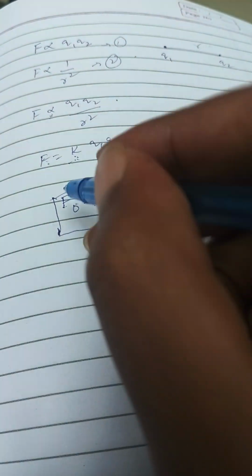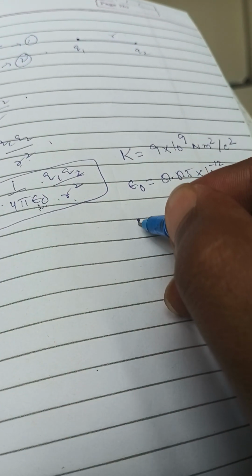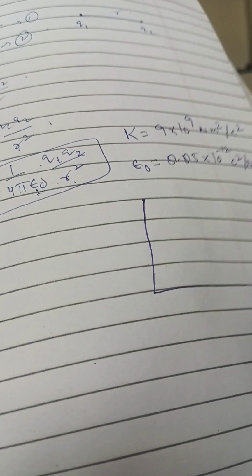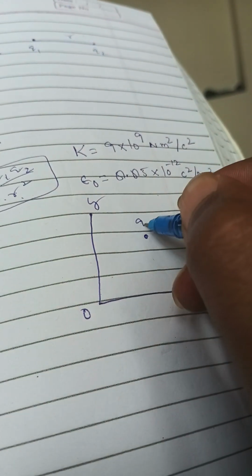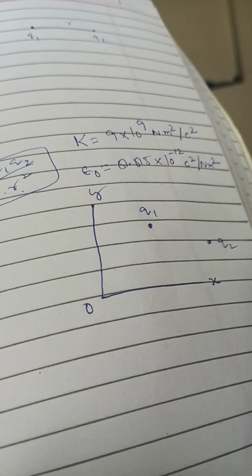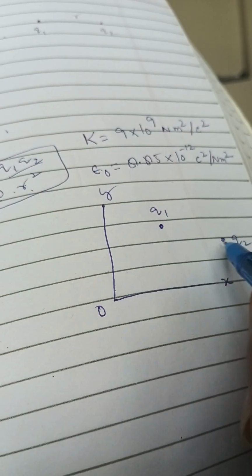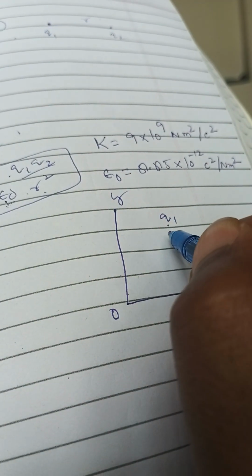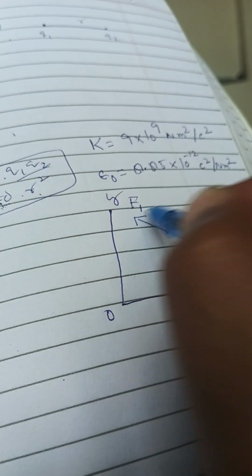Now we will try to see the vector form of Coulomb's law. For that, we take the xy axis. Charge Q1 is here, charge Q2 is here. We divide the force into two. Q2 will repel Q1, so Q2 will apply force on Q1 in this direction. This force we call force on 1 due to 2.